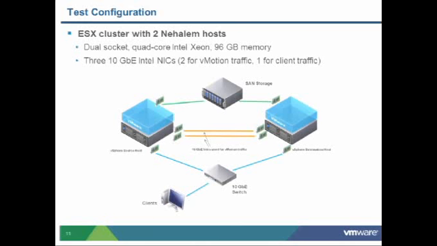Now let's just take a quick look at some of the performance data. So this is the test configuration that we used. As you see here, we used 2 Nehalem hosts, and each of the hosts has 3 NICs with it. We used 1 10 GB NIC for client traffic, and 2 of the 10 GB NICs were used for vMotion traffic.